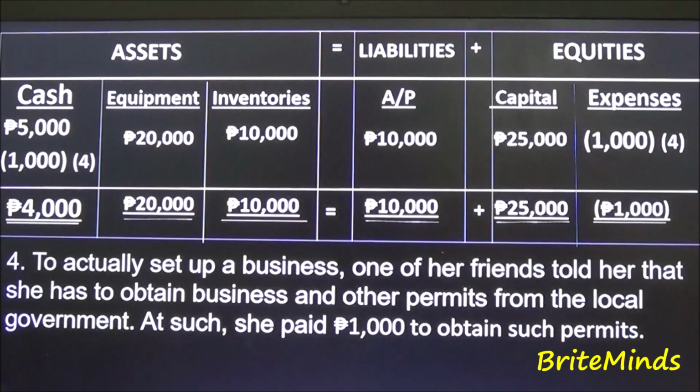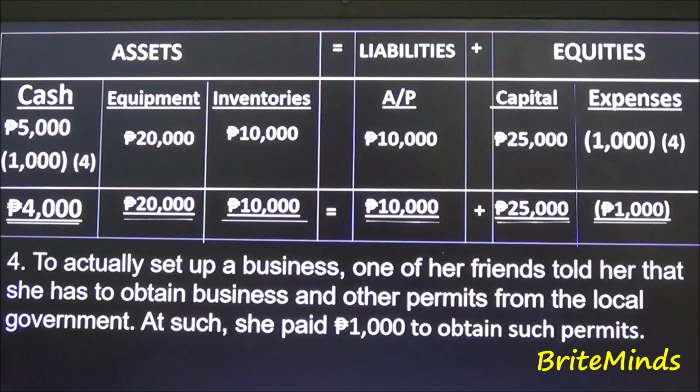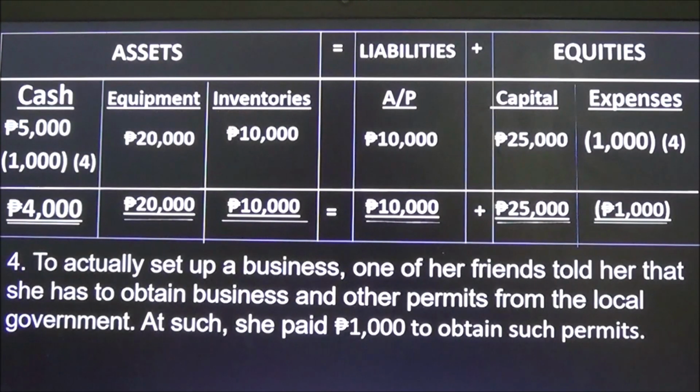So if we are going to check, the total assets will be 34,000 pesos. And then on the right side of the equation, 10,000 plus 25,000, 35,000. And then you have to deduct the expenses, 1,000. So the total is 34,000 pesos. So the two sides of the equation remain balanced or equal.